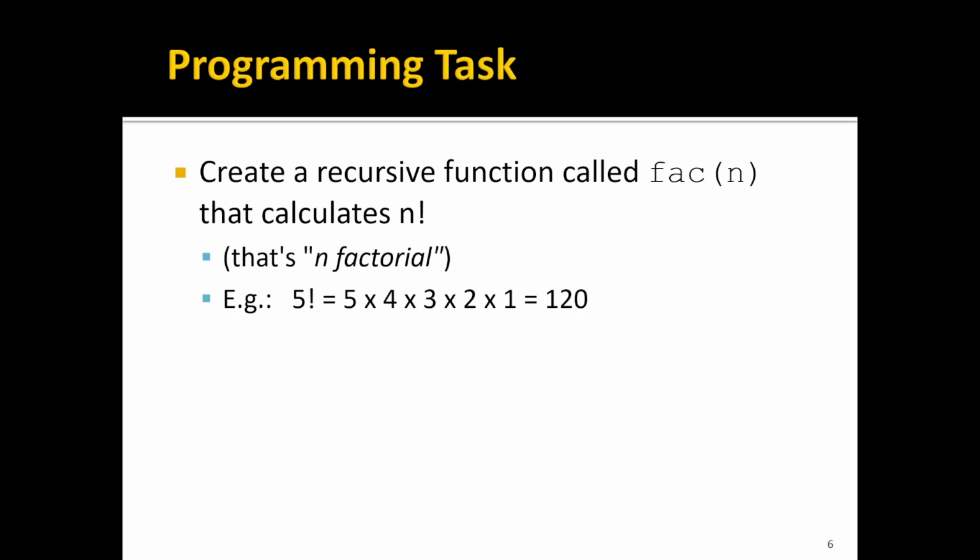This one from our slides. This one says, create a recursive function called fac of n that calculates n exclamation point, which means n factorial. It's the multiplication of all the numbers underneath n. So if we have 5 factorial, that's 5 times 4 times 3 times 2 times 1. If we have n factorial, that's n times n minus 1 times n minus 2 times n minus 3 times 3 times 2 times 1.